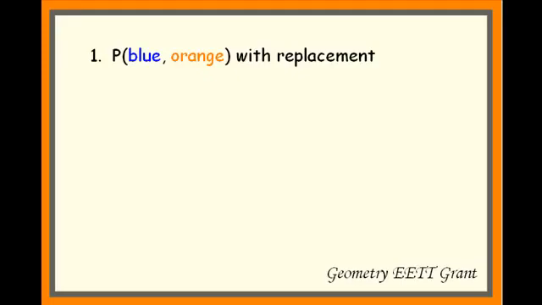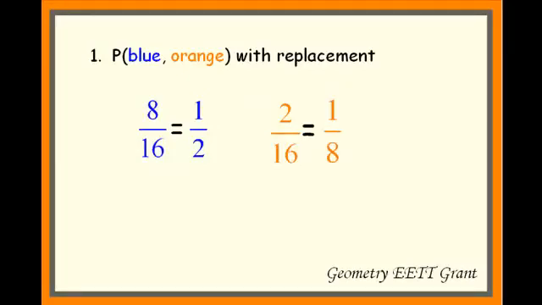The probability of the blue: how many total chips are there? There's 16, and 8 of them are blue. So it's 8 out of 16, but that reduces to 1/2. So 1 out of every 2 times you draw, you're going to get a blue chip. Now, how do we do the orange? Again, we have 16 total chips in there, but only 2 of them are orange. So 2 out of 16, which reduces to 1/8.